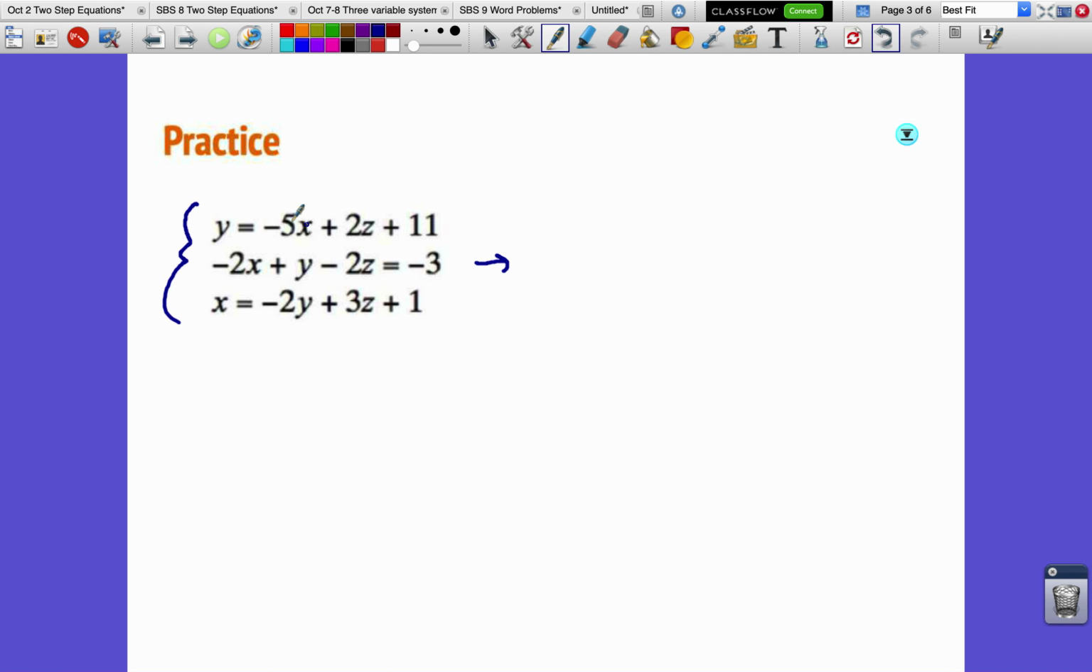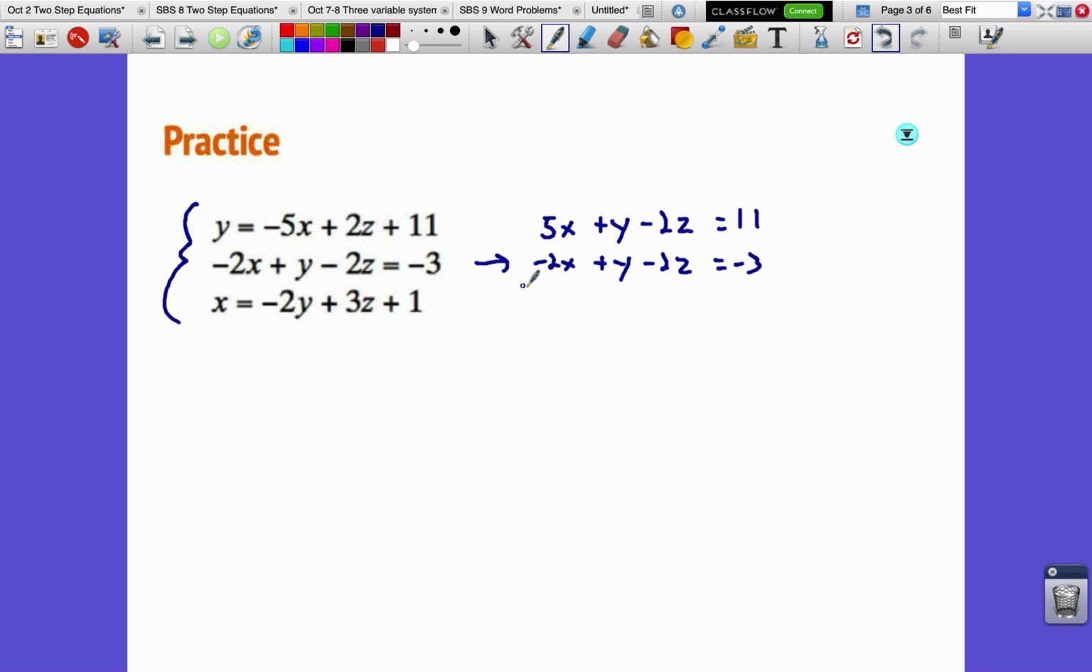So I need to bring all the terms with variables to the left side of the equal sign and put them in alphabetical order. So that top equation is going to become 5x plus y minus 2z equals 11. Notice the 5x was negative, but now it's positive. The 2z was positive, but now it's negative because I had to bring them to the other side of the equal sign. The second equation is already in standard form, so I can just leave it alone.